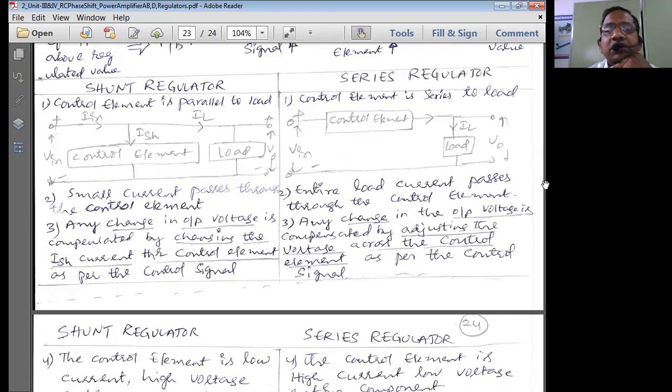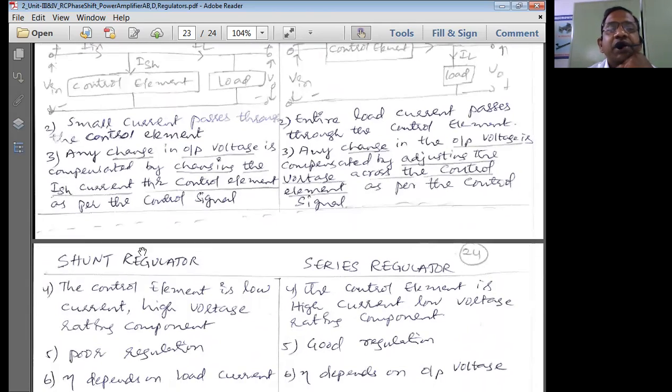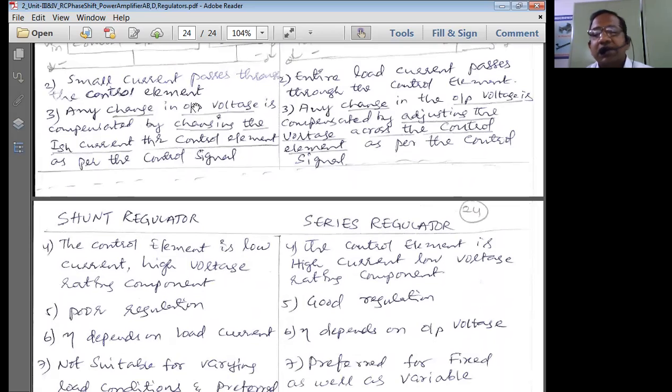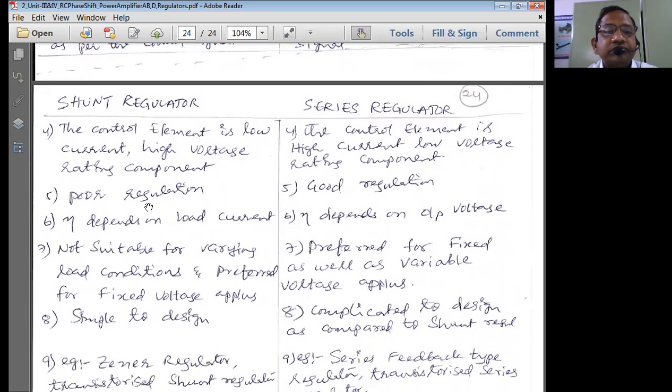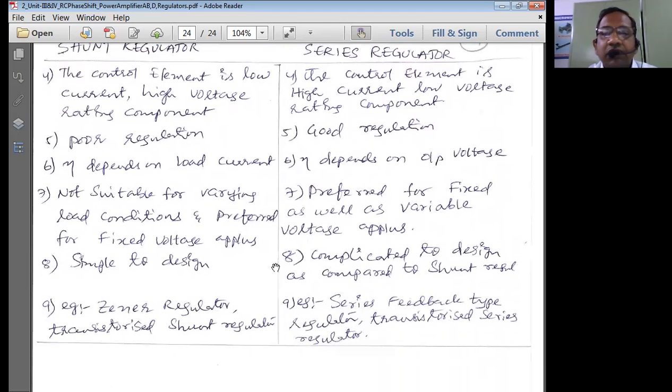You can start with discussions with the basic block diagram. Then you can just simply speak about the basic principle of operation of it. After that, you can explain its regulation part, efficiency part, then advantages in terms of design part, and practically what elements are normally used. What circuits are normally called these types of regulators.